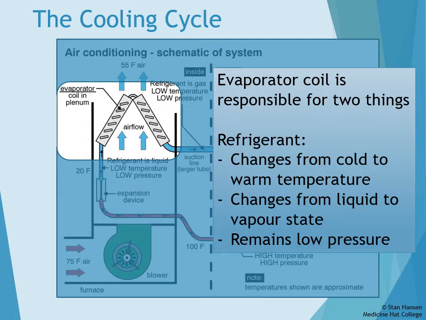The house air enters the plenum warm, but leaves the plenum cold. As heat is being transferred from the air to the refrigerant, it changes state from a liquid back to a vapor again. This refrigerant typically has a very low boiling point. After the evaporator coil, the refrigerant makes its way back to my compressor, which starts the cycle all over again.